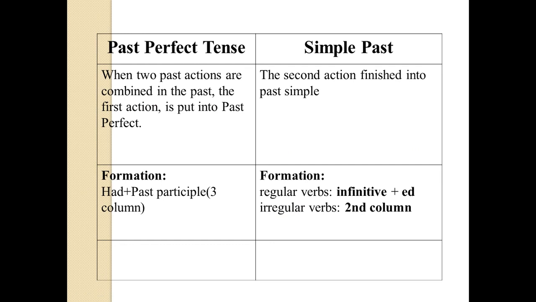When two past actions are combined in the past, the first action is put in the past perfect. We can say, guys, that the past perfect is like "passado do passado," okay? The second action is in the past simple. First action, past perfect. Second action, past simple. All right? The slides that you have before, you can see how to write our sentences.